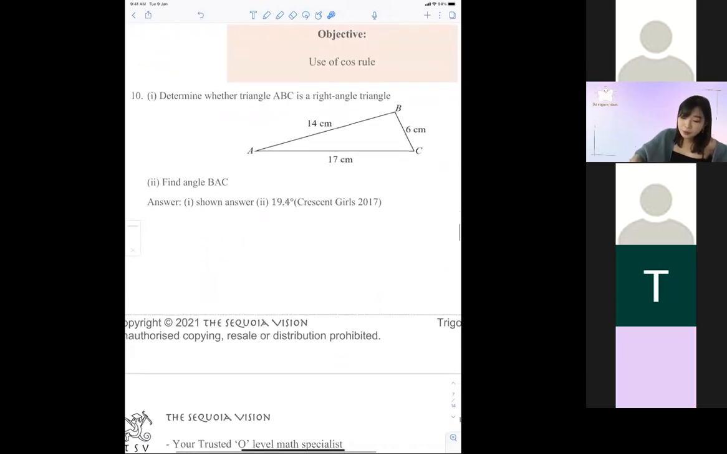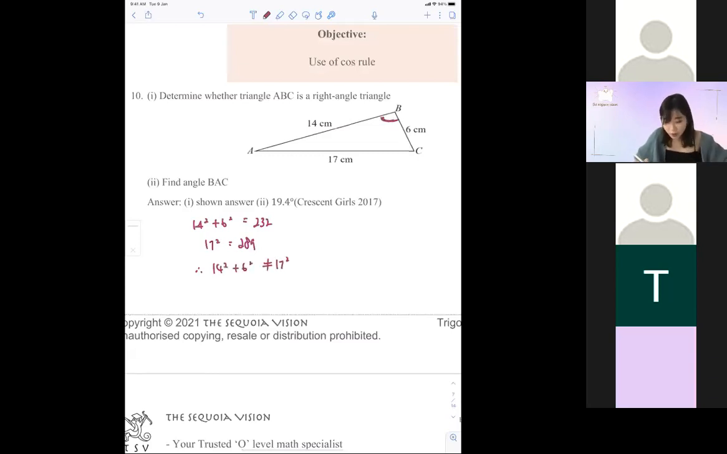So I want to determine if this is a right angle triangle. Again, the longest length is always assumed to be the hypo. That means this angle, you want to see if it's 90 degree or not. So we must use Pythagoras theorem. So you find 14 square plus 6 square. This is 232. You find 17 square. I think it's 289, right? 17 square. Yeah, 289. Therefore, 14 square plus 6 square is not equals to 17 square.